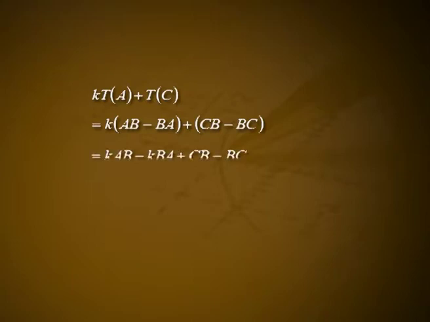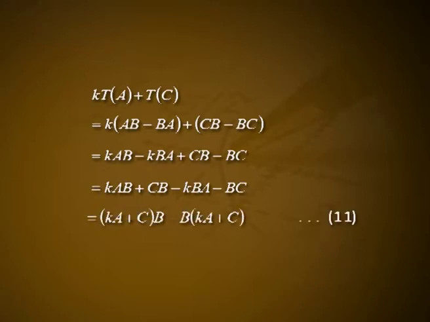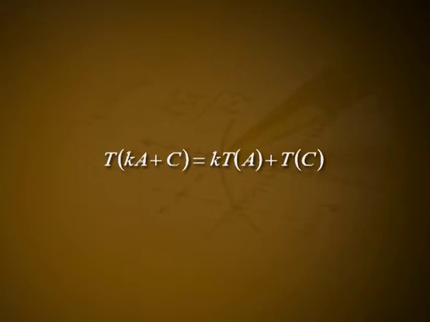Also, k into T of A plus T of C equal to k into (A into B minus B into A) plus C into B minus B into C, which is equal to k into A into B minus k into B into A plus C into B minus B into C, which is equal to (k into A plus C) into B minus B into (k into A plus C). Equation number 11. From 10 and 11 we get T of k into A plus C equal to k into T of A plus T of C, hence T is a linear operator.